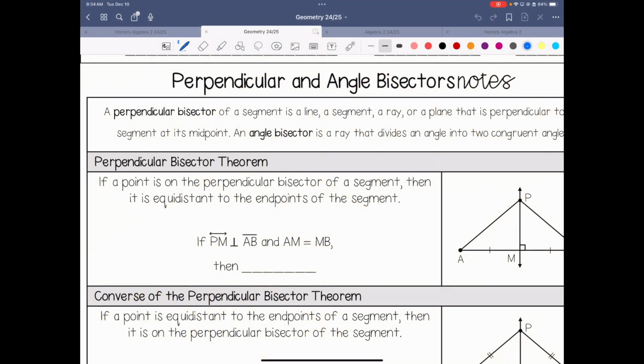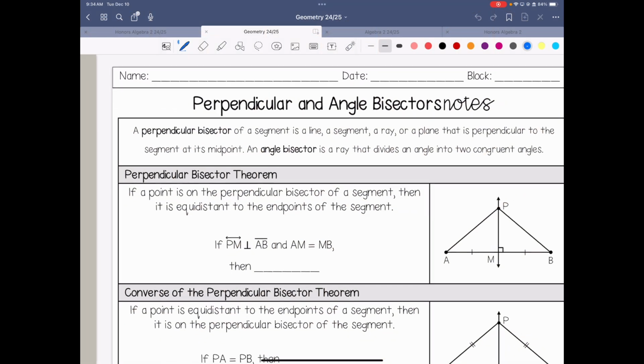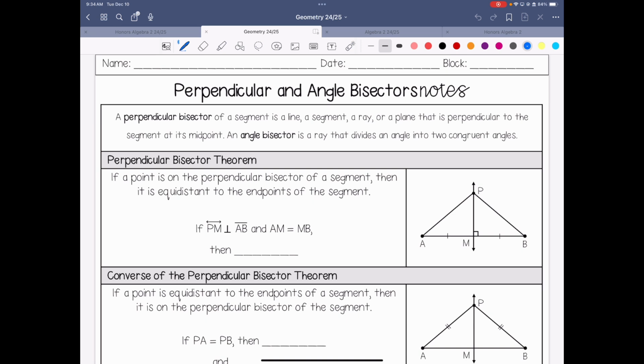Chapter then, section 5.1 is perpendicular and angle bisectors. So we're just going to go through some notes today, get some definitions down, do a few example problems here, and then we'll call it a day.